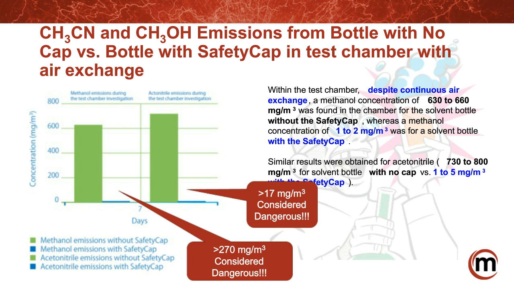In these bubbles, I noted that the German Federal Institute for Occupational Safety and Health states that a dangerous level of acetonitrile is greater than 17 milligrams per meter cubed, and for methanol, 270 milligrams per meter cubed, and these way outdo those.